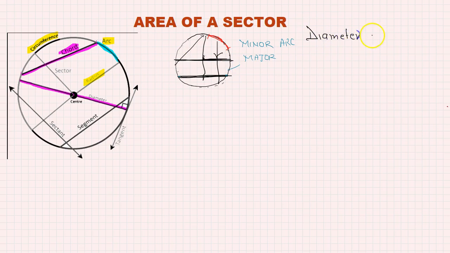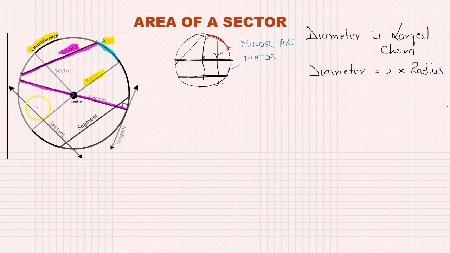So diameter is the largest chord, and diameter is 2 times the radius. The line joining the center and the circumference is a radius, and the line joining 2 points on a circumference, either passing through the center or not, is called a chord. If it is passing through the center, it is called a diameter.